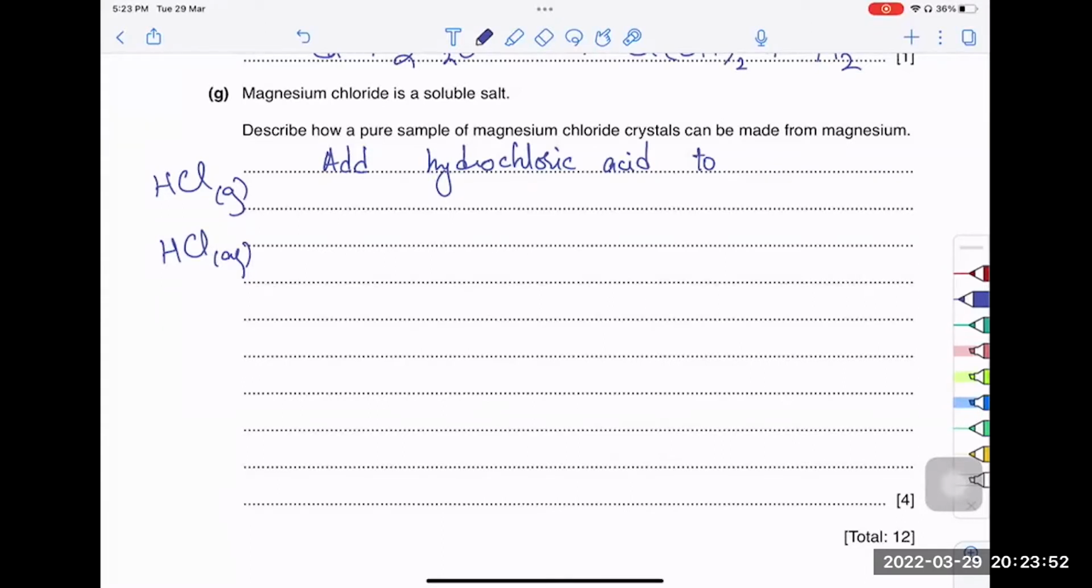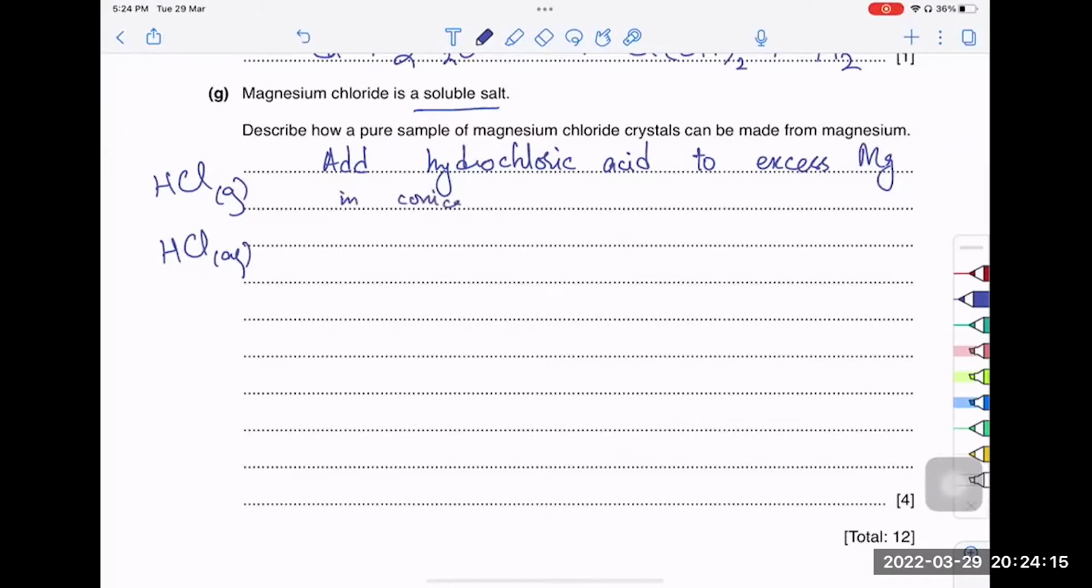Very good, Rabia. Magnesium should be in excess. The solid thing should be in excess because this is a soluble salt. It will dissolve, so anything other than that, which dissolves, should be limiting. Like hydrochloric acid is also soluble, so it should be limiting. So to add hydrochloric acid to excess magnesium in a conical flask, if you want to mention, लिखते हैं.